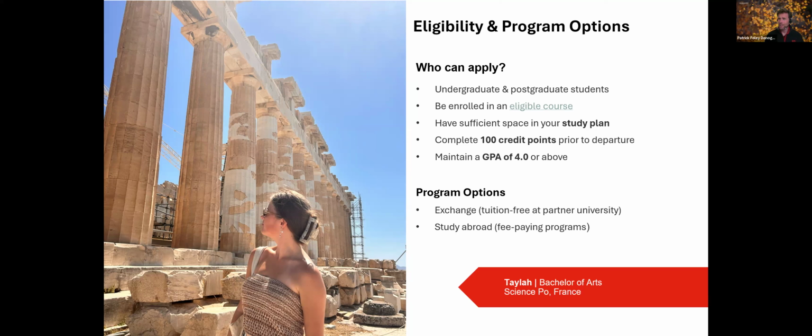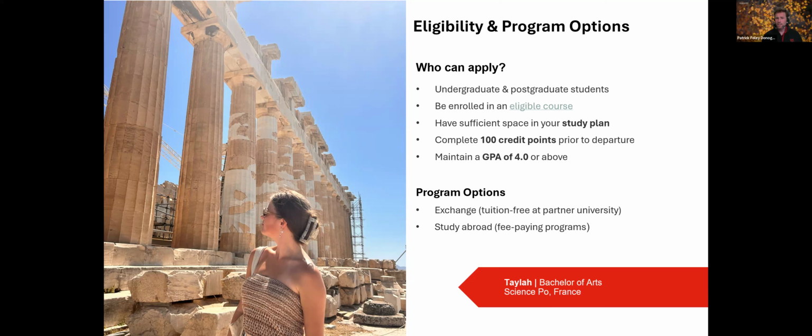If you're failing units at UTAS, then it's more likely that you fail units whilst abroad. You don't have a support network. It's an unfamiliar academic setting. These are things that we don't want to set students up to fail. So pass everything at UTAS, complete 100 credit points, be enrolled in an eligible degree. Bingo, you're onto something. Okay, we have a winner.